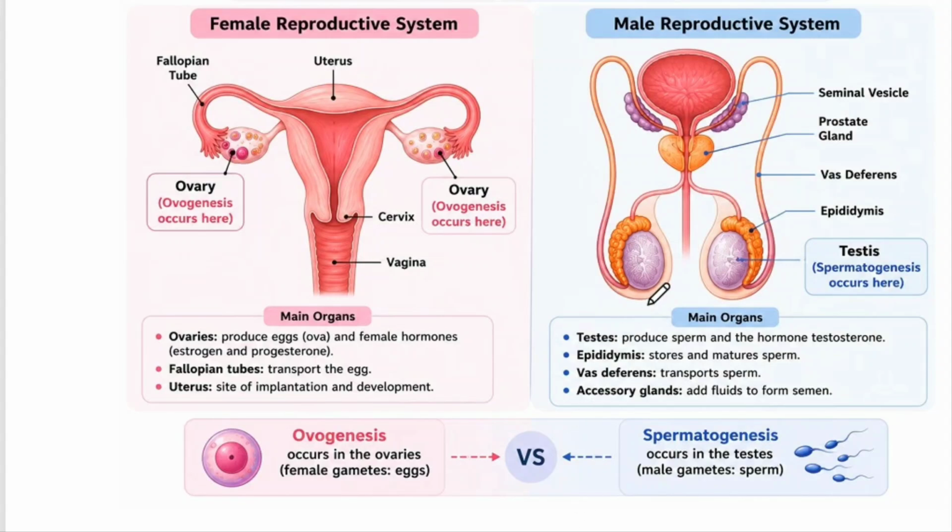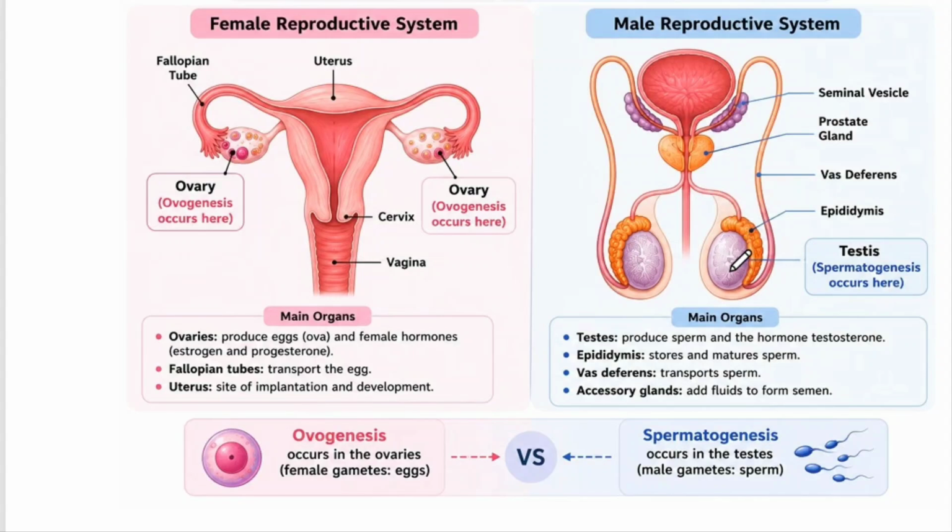Now let's look at the male reproductive system. The main organs of the male reproductive system are the testes, epididymis, vas deferens, prostate gland, and seminal vesicle. The most important organ for today's lesson is the testes. Why the testes? Because it has two main functions. It produces the male gamete called sperm cell, and it secretes the male sex hormone testosterone.